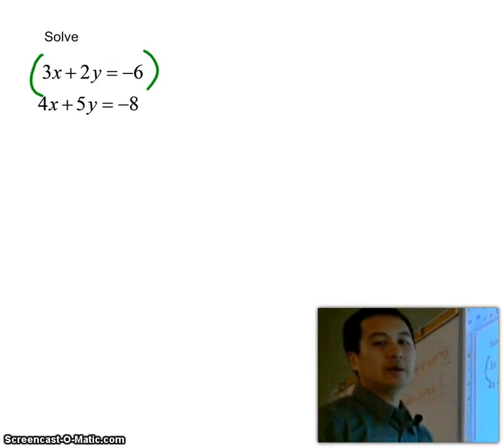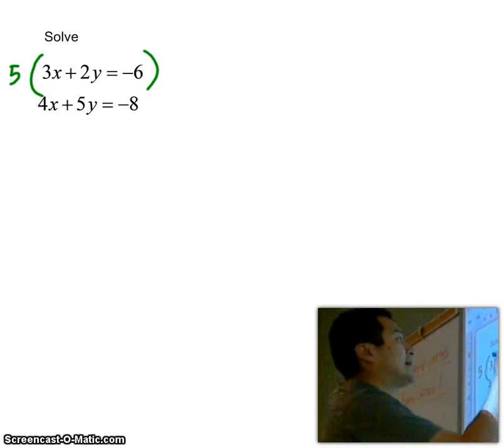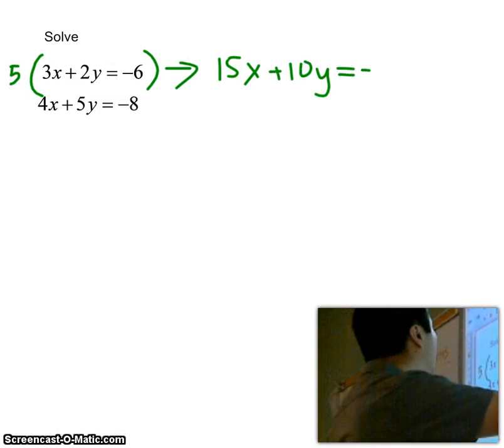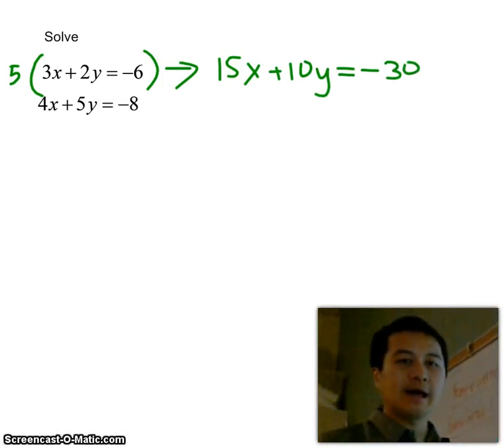How do I make the first one 10y? Take a look. 2y, if I multiply by 5, everything, I get 10y. This becomes 15x plus 10y equals negative 30. Everyone see that?